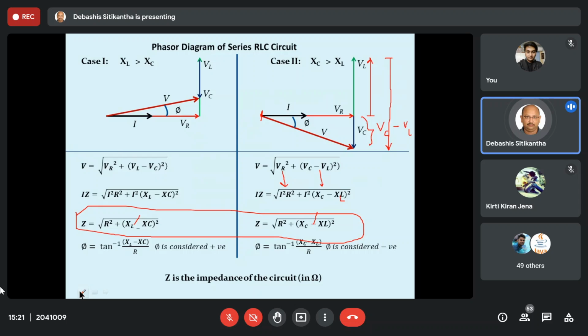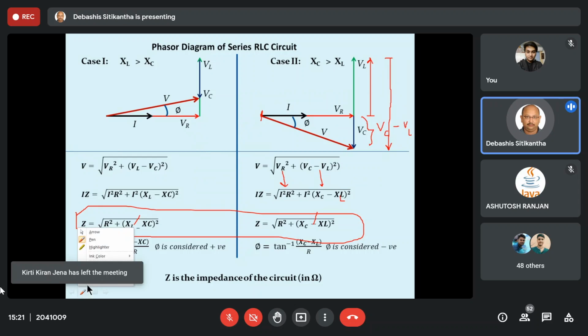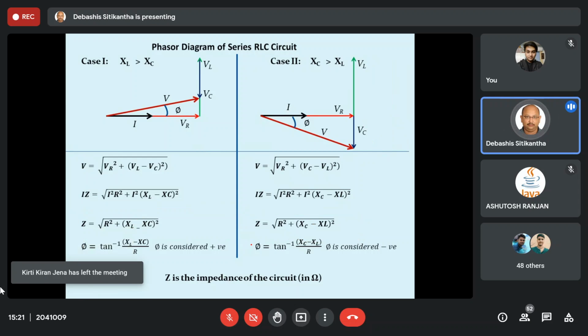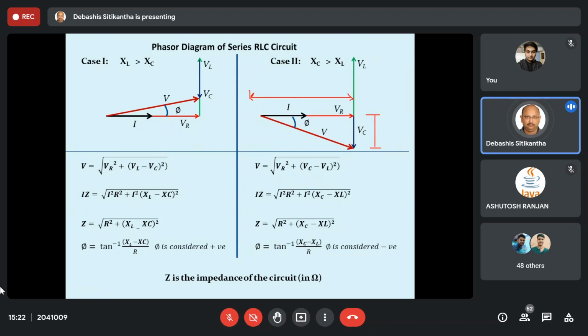But the most important thing is this phi. As I have already told you, this phi is nothing but tan inverse of this distance divided by this distance. Naturally, this total distance is equal to VR, or rather I will say R. And over here it is nothing but XC minus XL. So if this is the case, then your phi is going to be tan inverse of (XC minus XL) by R.